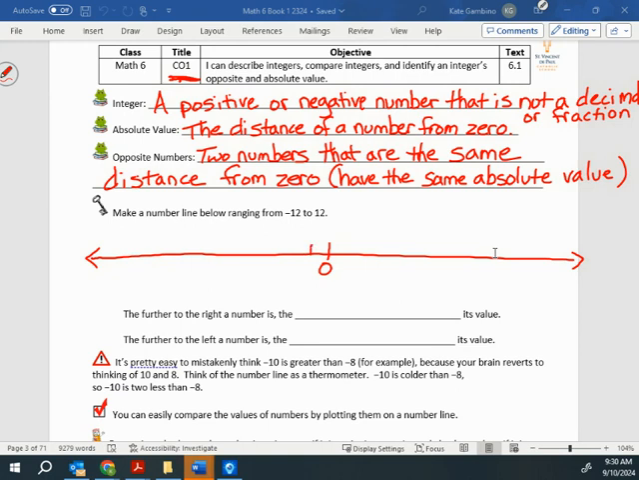So I'm going to say this is -1, -2, -3, -4, -5, -6, -7, -8, -9, -10, -11, -12. Then I'm going to do the same thing with my positives. 1, 2, 3, 4, 5, 6, 7, 8, 9, 10, 11, 12.